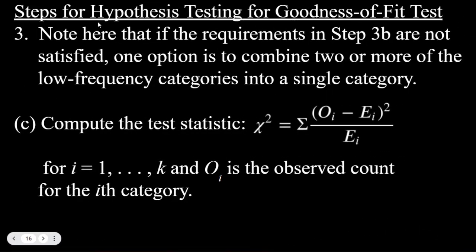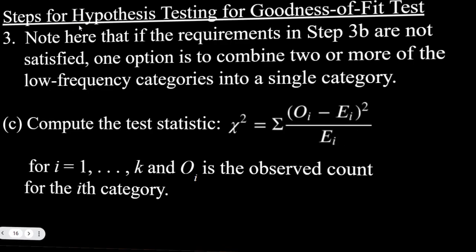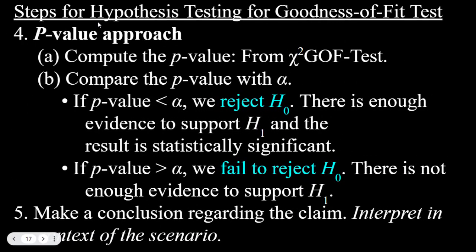Part C, compute the test statistic, and again, we're following that formula. Some of this we'll have to do, but some of this we'll be able to just do with the calculator. Step 4, and we are again going to focus on the p-value approach as we have done previously. So A, compute the p-value from our chi-squared goodness of fit test. GOF test is how that is labeled on our calculators, if I remember correctly.